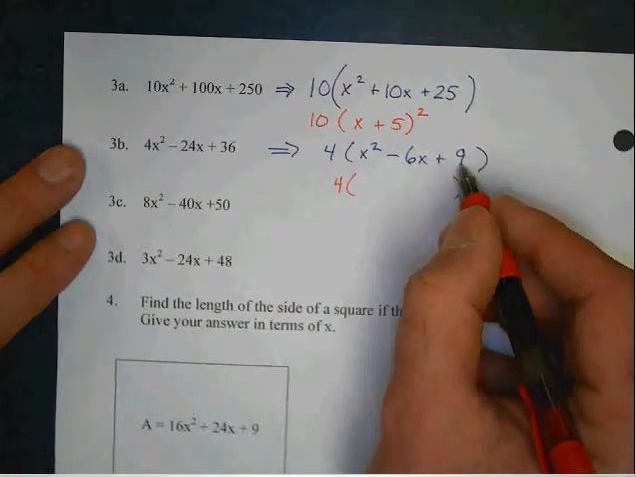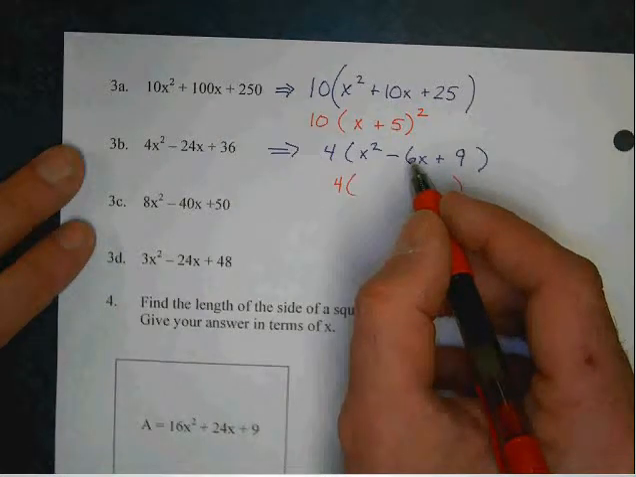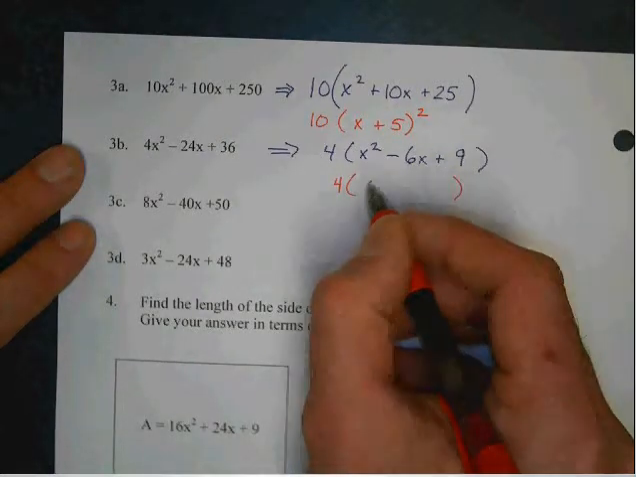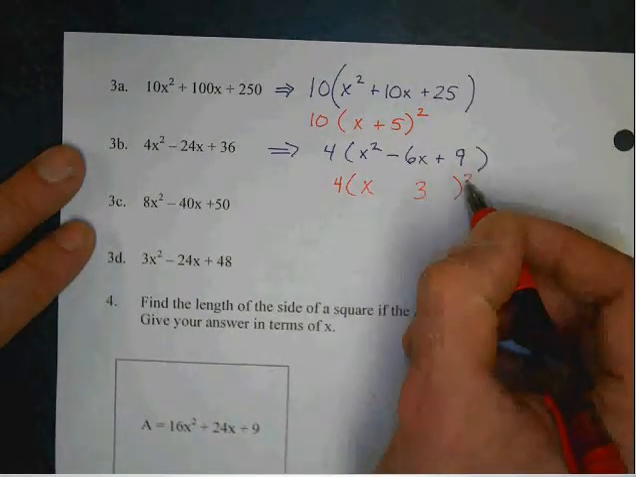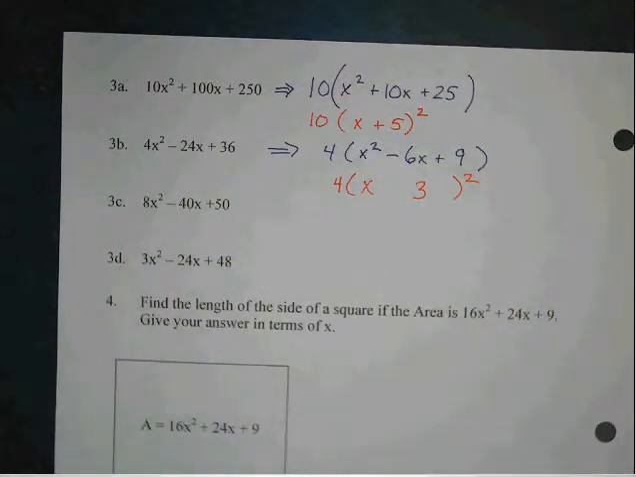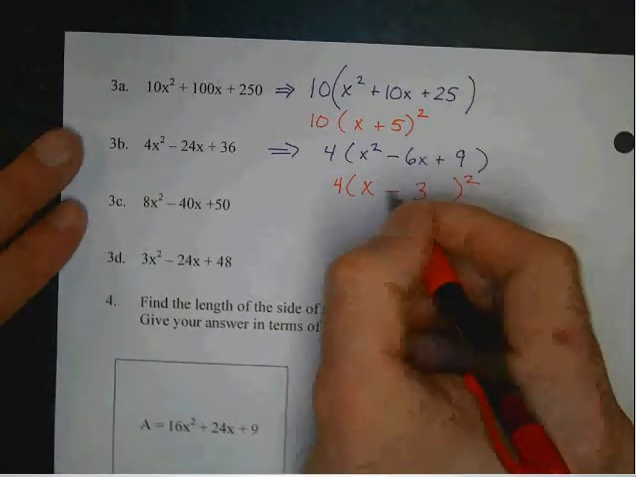Is 9 a perfect square? Yes. 3 times 3. What's 3 doubled? 6. So it's x and 3, and it's squared, but I need a sign in the middle. Notice the minus in the middle here? That leads to a minus in the middle there. Okay?